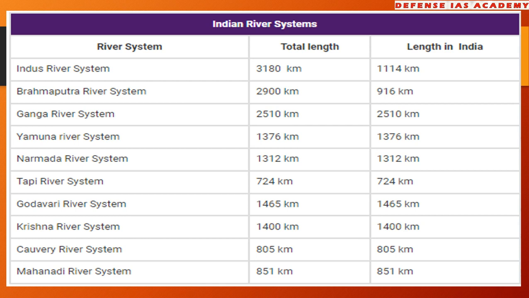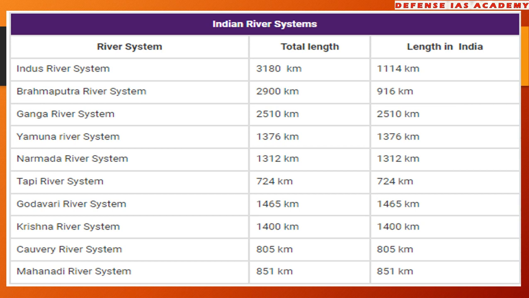Then the Yamuna river system with 1376 kilometer, and the Narmada river system, which has a total length of 1312 kilometer. The Tapti river system with 724 kilometer, Godavari river system with 1465 kilometer, Krishna river system with 1400 kilometer, Cauvery river system with 805 kilometer, and Mahanadi river system with 851 kilometer of total length.